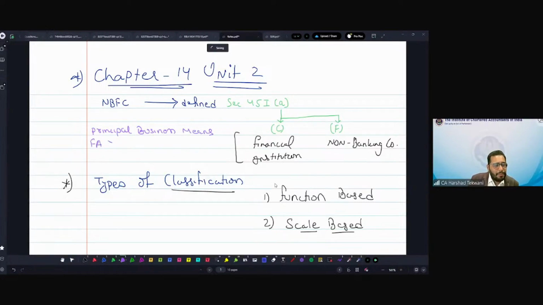financial assets more than 50% of total assets, plus your revenue from those financial assets, or income from financial assets, is greater than 50% of gross income or total income, whatever you say. If these two conditions are satisfied, then I could say that the company has a principal business as an NBFC.